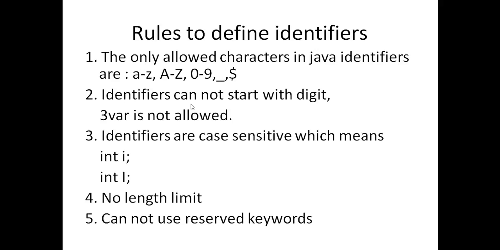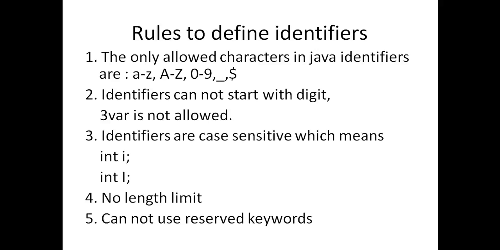An identifier cannot start with a digit. It means int 3where is not allowed. It is starting with a digit, so the compiler will give you a message stating that the identifier starts with a digit, and an identifier cannot start with a digit.